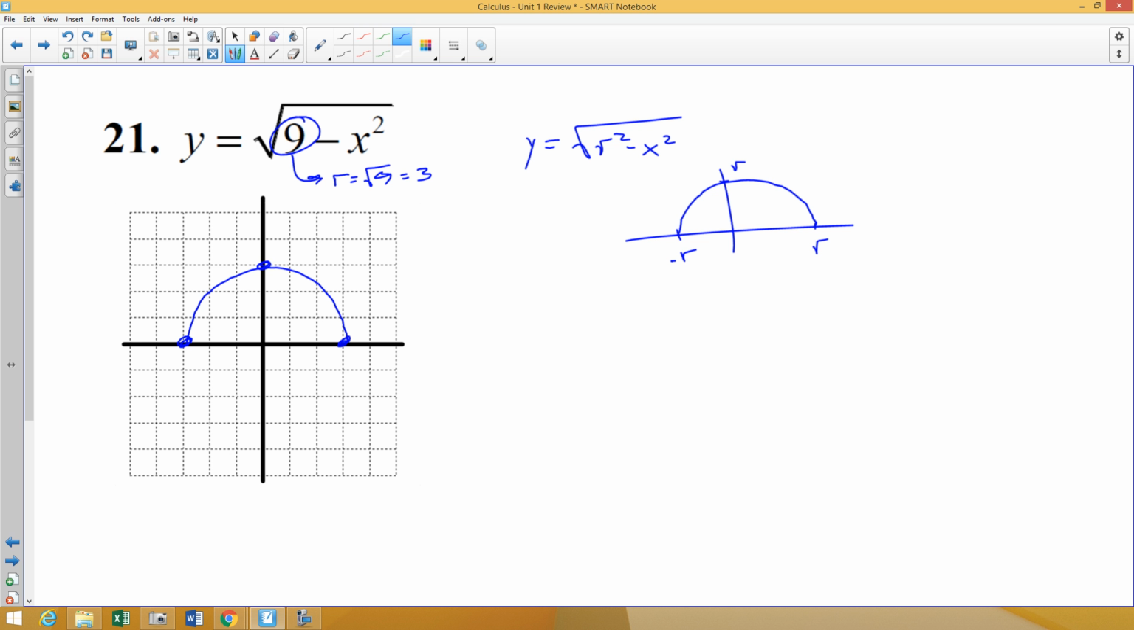So there are all of the graphs 1 through 21. And you need to be able to recognize them and go backwards also, because I will give you some of the graphs and you have to write the equation of the graph. Sometimes I'll give you the equation and you have to graph it.